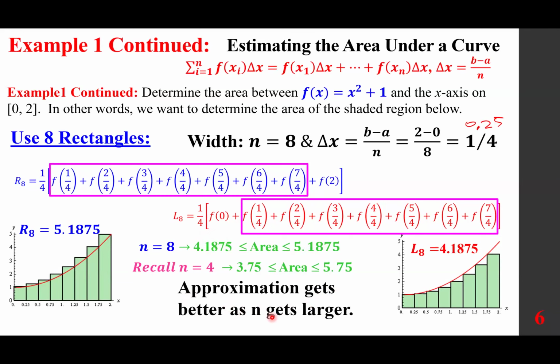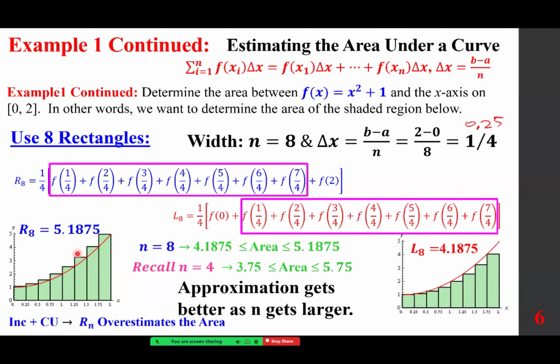And so we are going to say, if the function is increasing, and if it's concave up, the right endpoints will overestimate the area. You see the area of those rectangles seems to be larger than the area under the curve. On the other hand, the left endpoints underestimate the area if it's increasing and concave up. So the graph indicates that.